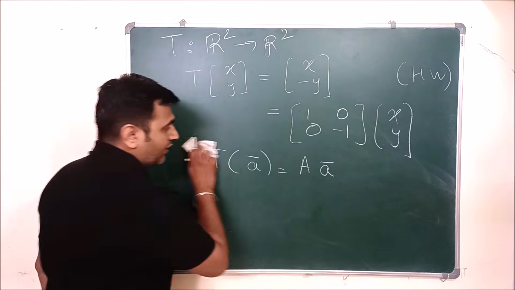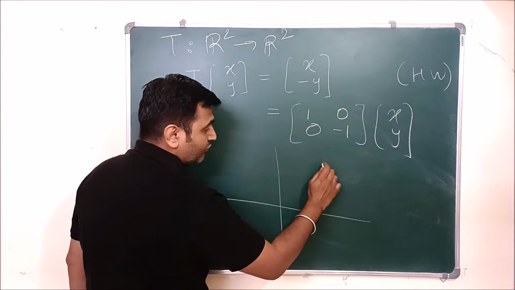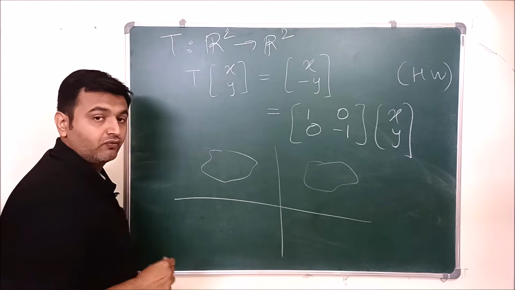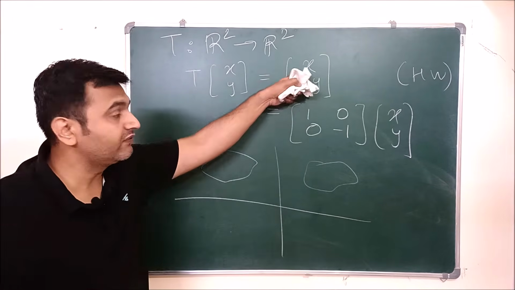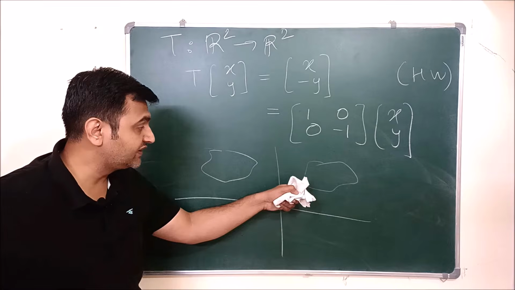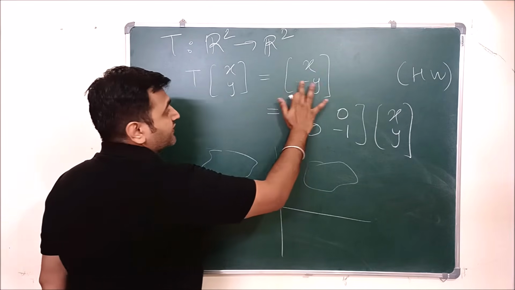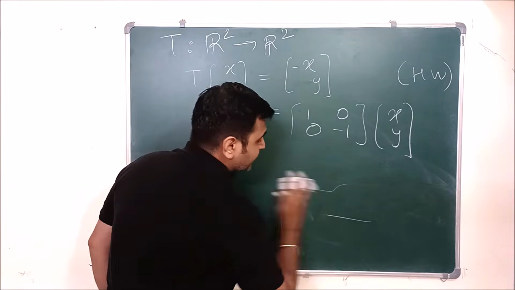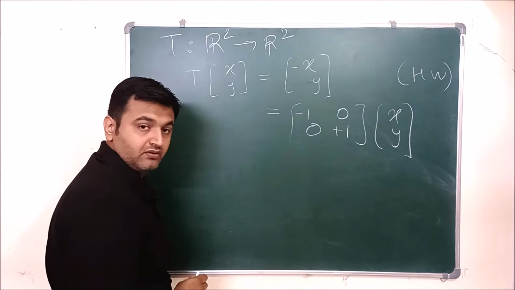Now suppose you want the reflection along the y-axis. You have some object over here and you want its image over here. So what function will you define? For reflection along the x-axis, my x component was fixed. Now I want to do the reflection along the y-axis, so my y component should be fixed, right? So I simply define the map as (x, y) goes to (-x, y). Matrix-wise, this will be minus 1 and plus 1.